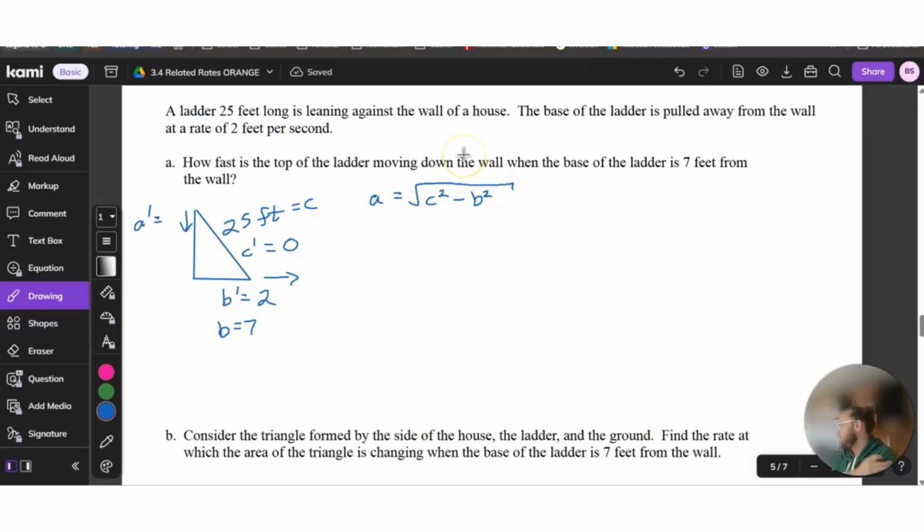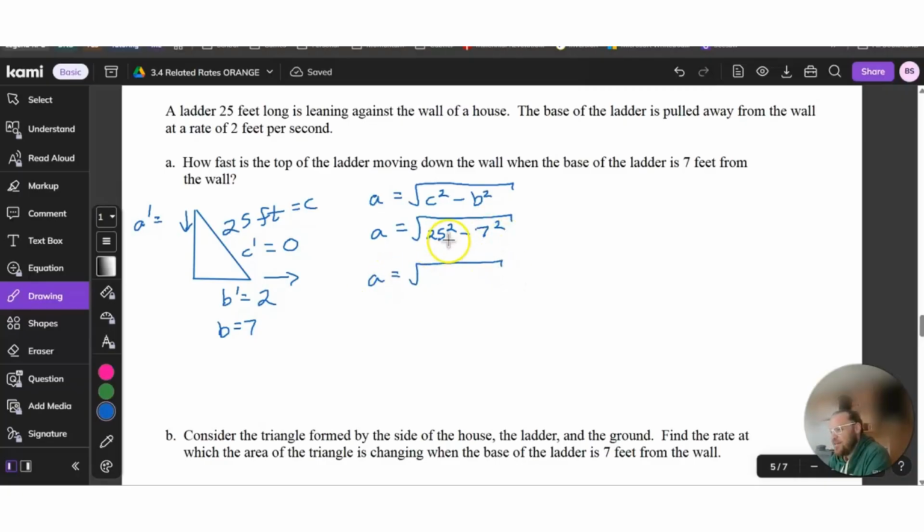Do you guys remember that I made you write that down on the first page and we took the derivative of it? Actually, let's not do the derivative first. Let's just work out what it is and then we'll do the derivative. Let's make it easier on ourselves. All right, what was C? No, not C prime, C. 25. What's B? B, not B prime.